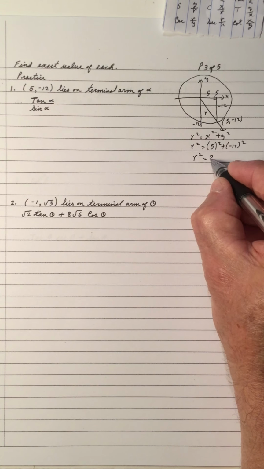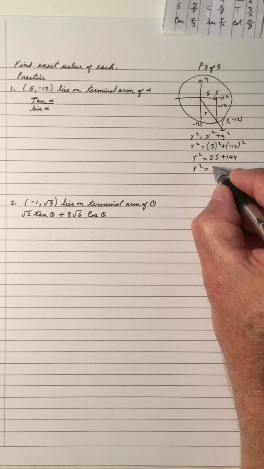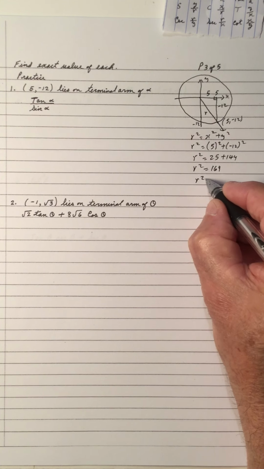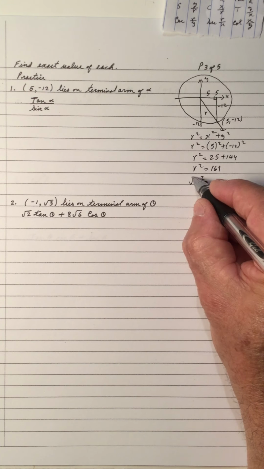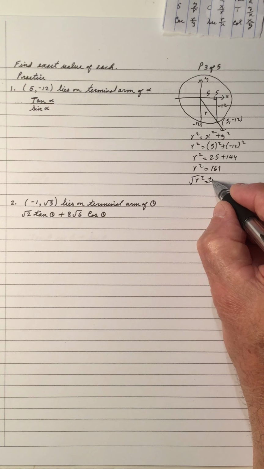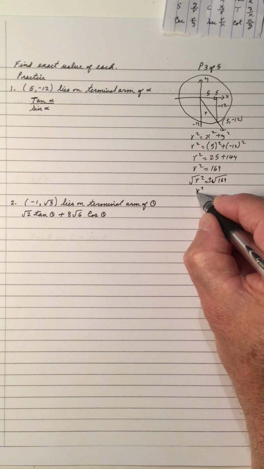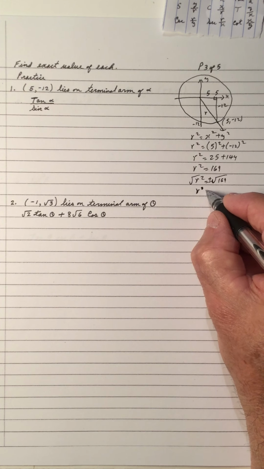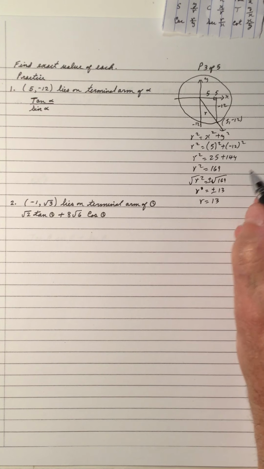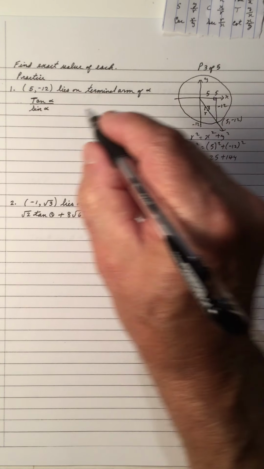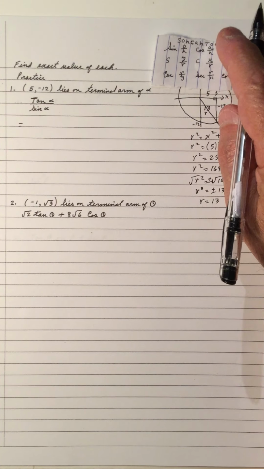So r squared is 25 plus 144. R squared is 169. The square root of r squared is plus or minus the square root of 169. Square root of r squared is just r, plus or minus 13. So r is equal to 13. So we put a 13 here. And we work out the tan. And again, bring this into play.